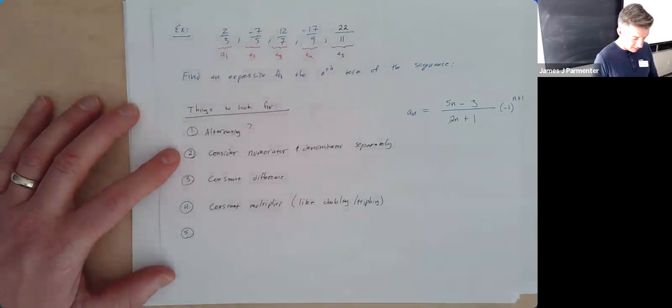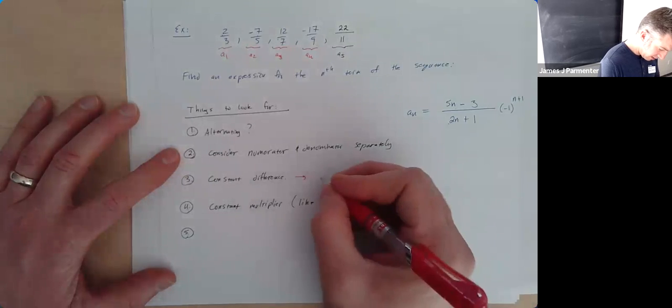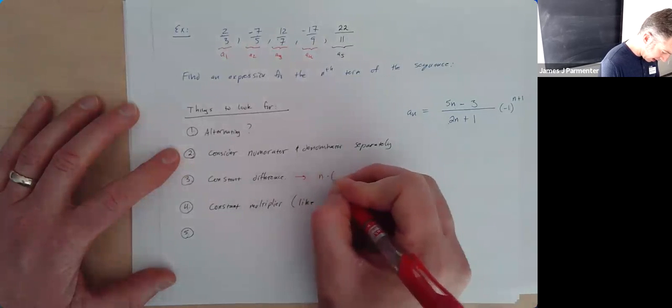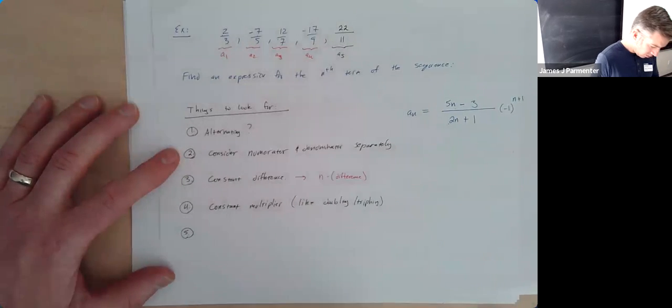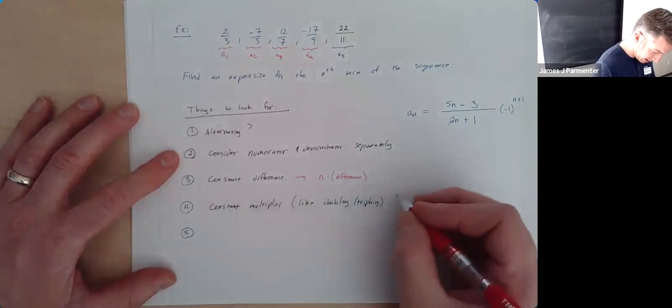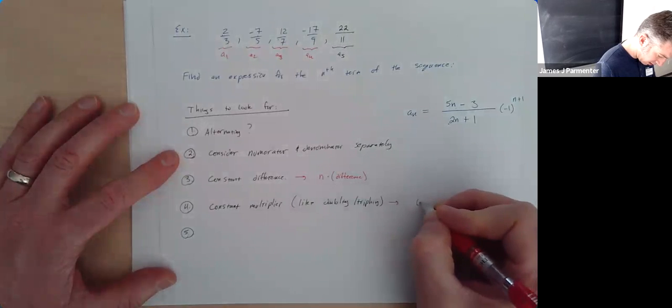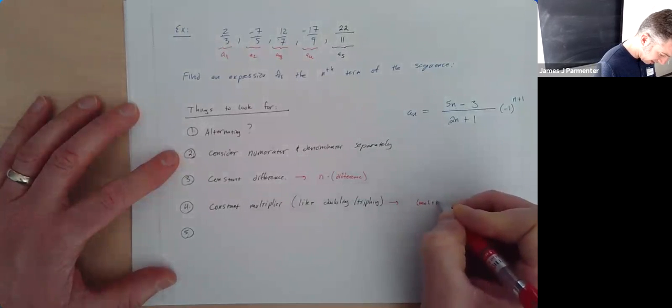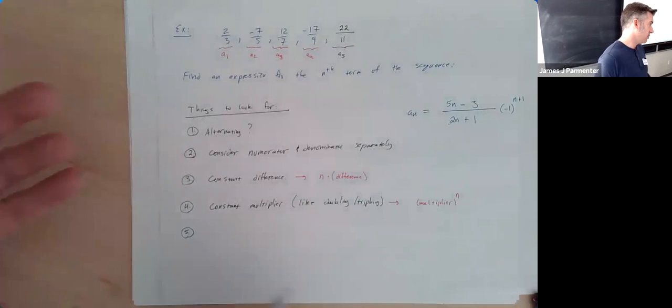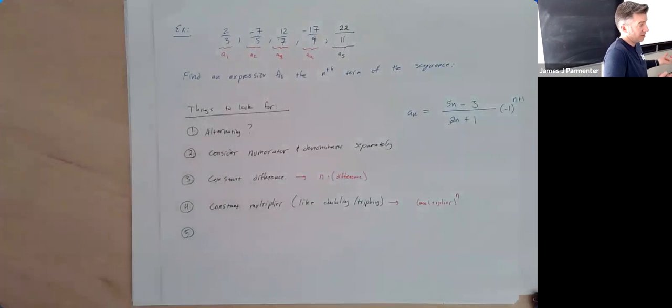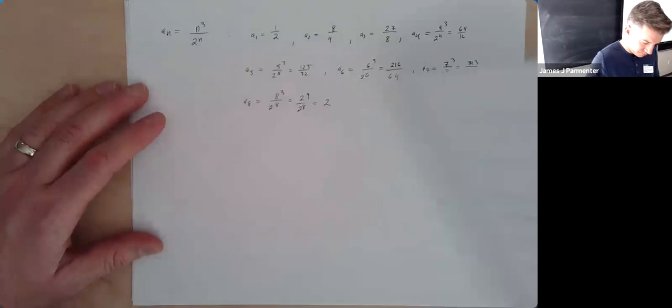So for a constant difference, you're going to get n times that difference, whereas for a constant multiplier, you're going to get that multiplier raised to the nth power. Like in the previous one, right? We multiply by 2 every time and we end up with 2 to the n.